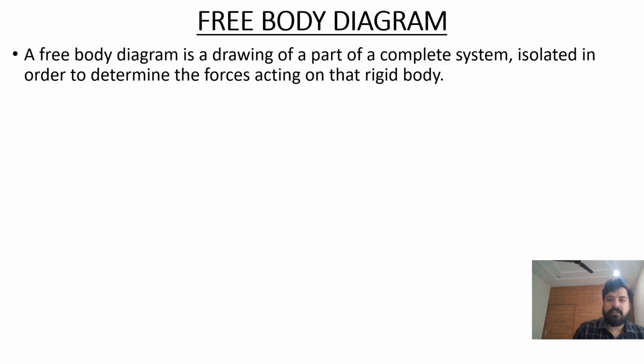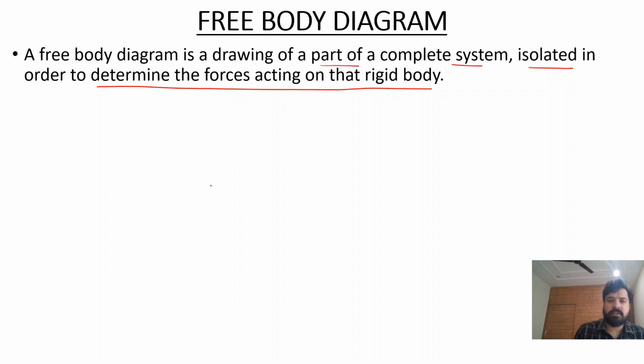A free body diagram is a drawing of a part of a complete system, isolated in order to determine the forces acting on that rigid body. In simple words, a free body diagram is the representation of forces acting on bodies. Suppose there is a system consisting of more than one body, and these bodies are interacting with each other. So there is a reaction force and an action force. The representation of those forces on that body is called a free body diagram.